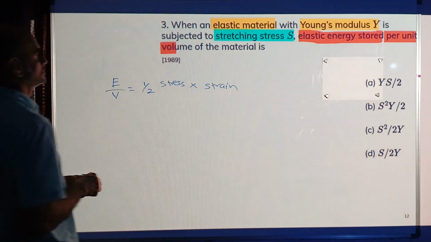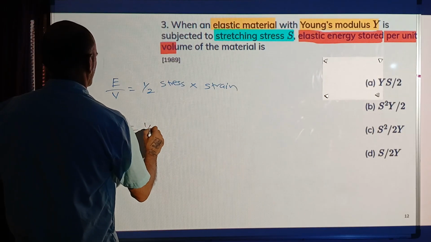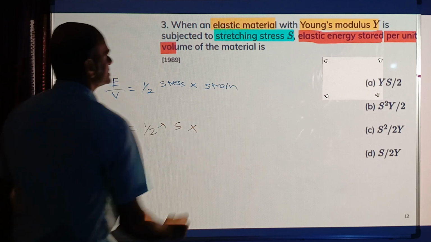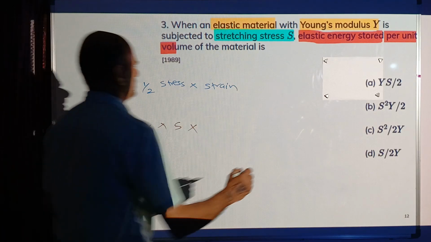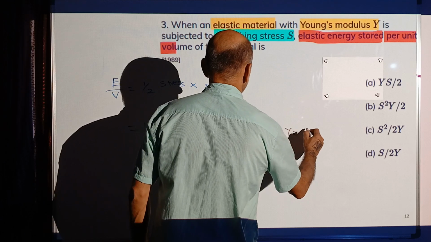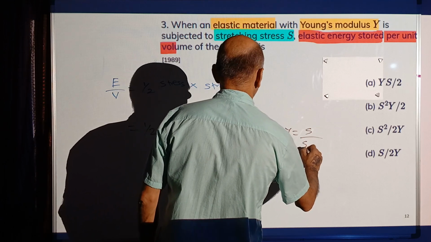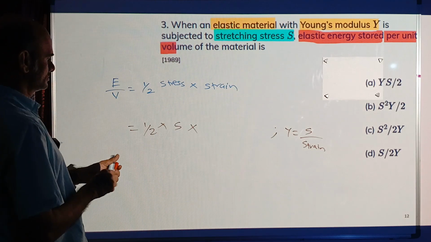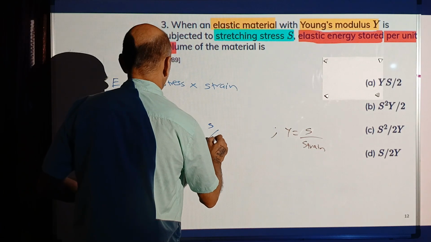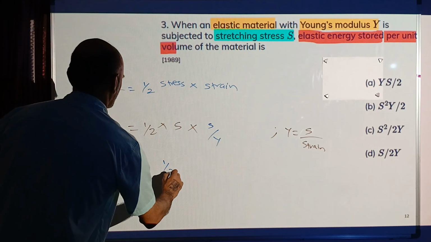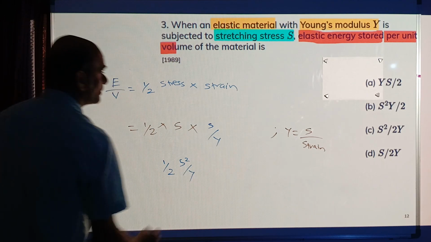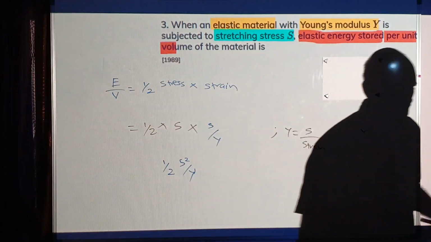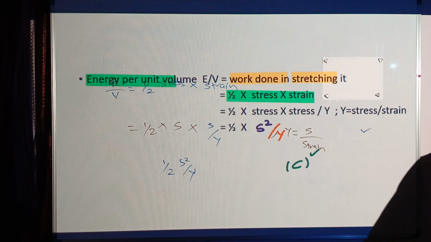Stress is they're already given as this. Strain is delta L by L. So we can use this one. Young's modulus is stress by strain. So from this you get strain as S by Y. So this is half S square by Y. C is the correct answer.